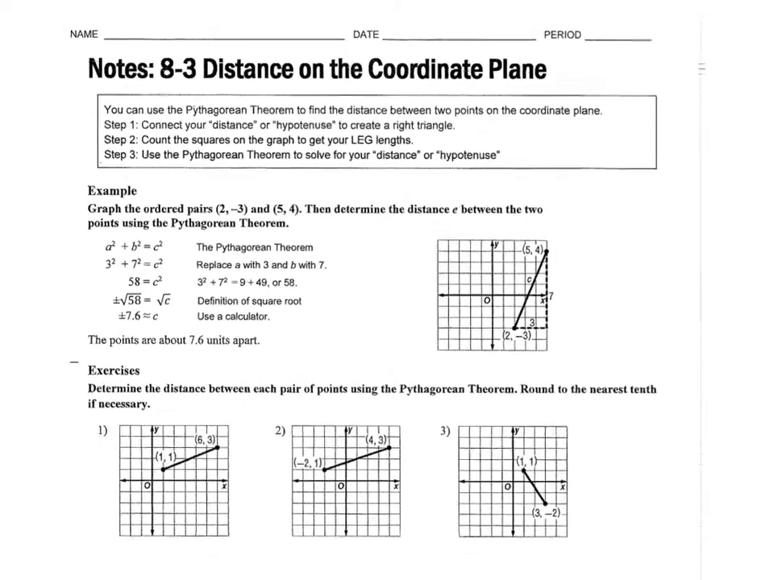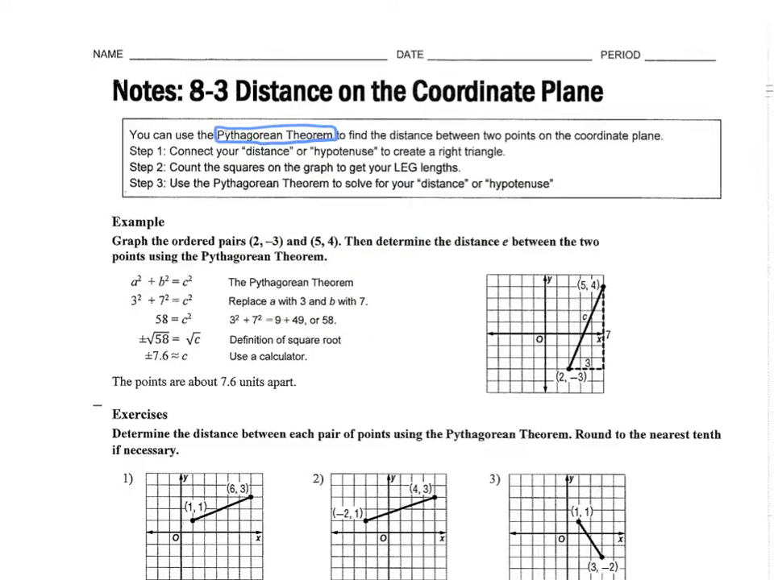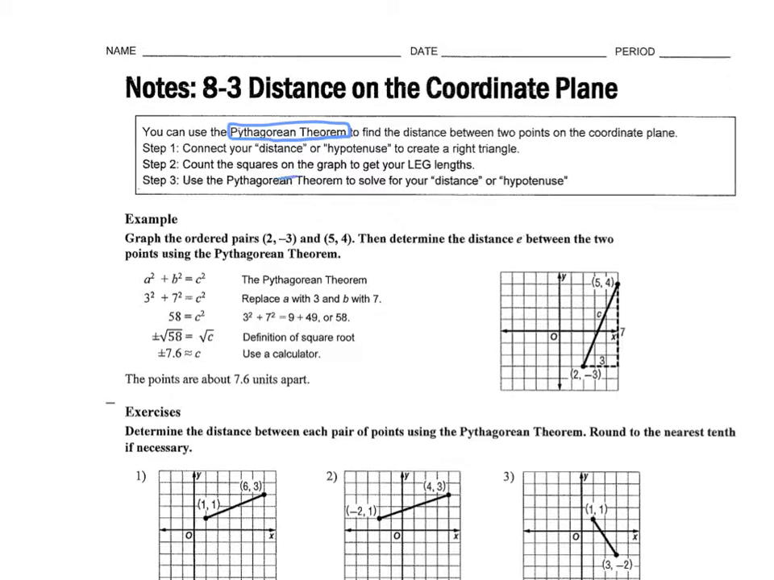Okay, distance on the coordinate plane. You can use the Pythagorean theorem like we've been doing, a squared plus b squared equals c squared, to find the distance between 2 points on the coordinate plane. Step 1, connect your distance or hypotenuse to create a right triangle. Step 2, count the squares on the graph to get your leg lengths. And step 3, use the Pythagorean theorem to solve for your distance.